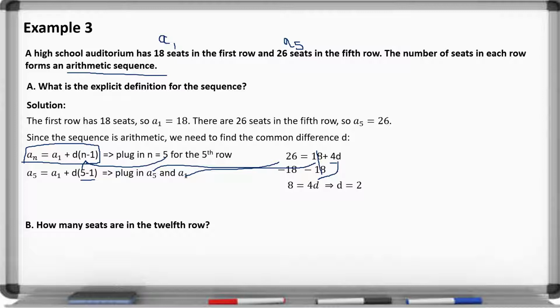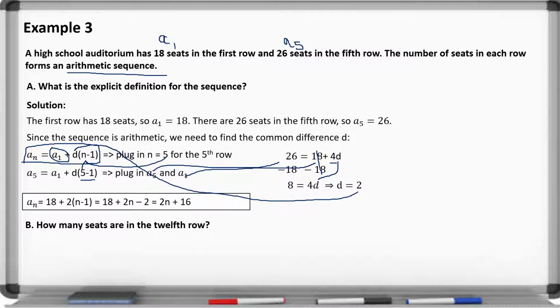So now that we know D, we can actually plug it in. So plugging in D into the formula as well as A1 gives us the following form. So we know A1 is 18, we know D is now 2, and n minus 1 is just n minus 1. So now distribute. So we get 2n minus 2, combine your like terms, and that'll give you 2n plus 16. So that's our explicit definition for the problem.